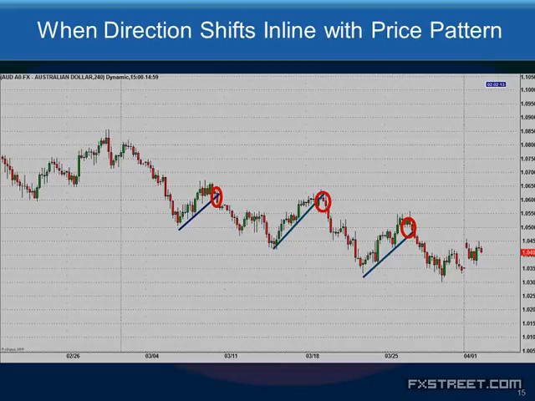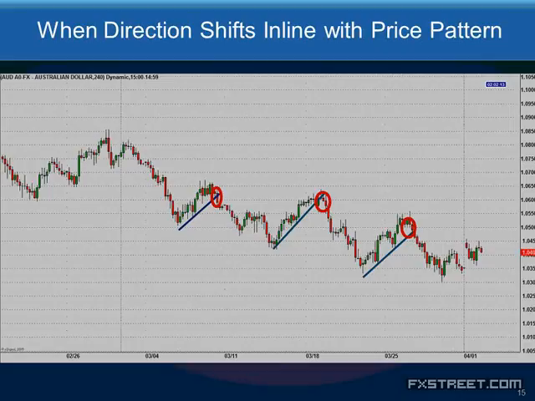Getting back to my whole point of keeping it simple, I just explained to you essentially geometrically what you see. Very simply, you're selling rallies in a downtrend. What we highlighted at that point, which is so important to us, is where direction shifted in line with the pattern. So we showed you what the pattern is. Now we need to cover what the direction is.